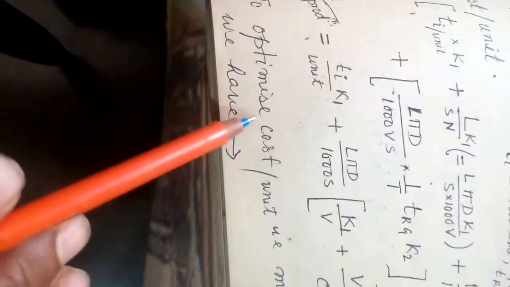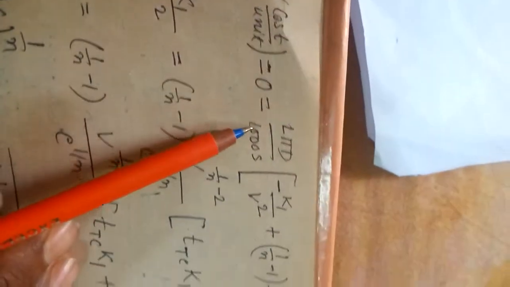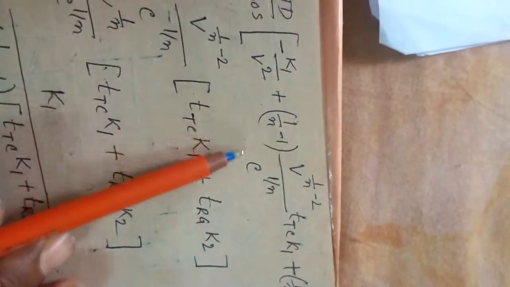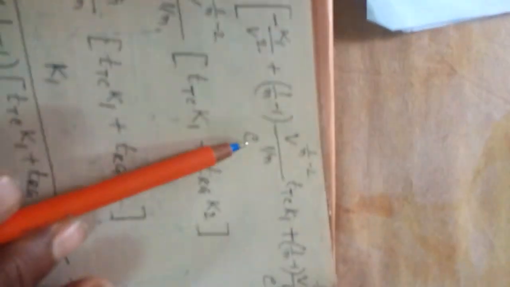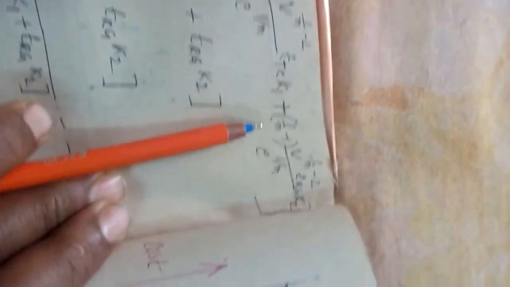To optimize cost per unit, that is the minimization of cost, minimizing the cost per unit production, we now have calculus coming into the picture. Differentiate with respect to V. It will be minimum, so it will be equal to 0. This part I am not going to tell you. This is just a differentiation.